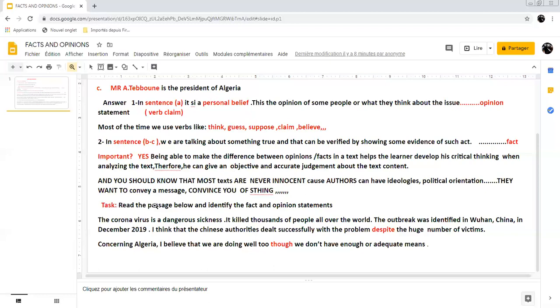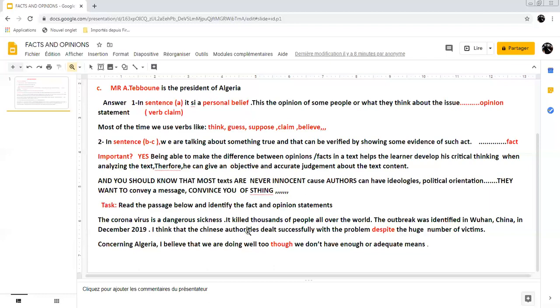Concerning the task, I selected here a short passage, so you are going to read it carefully and then you identify the fact and opinion statement. So the coronavirus is a dangerous sickness. It killed thousands of people all over the world. The outbreak, the emergence or the beginning, was identified in Wuhan, China in December 2019.